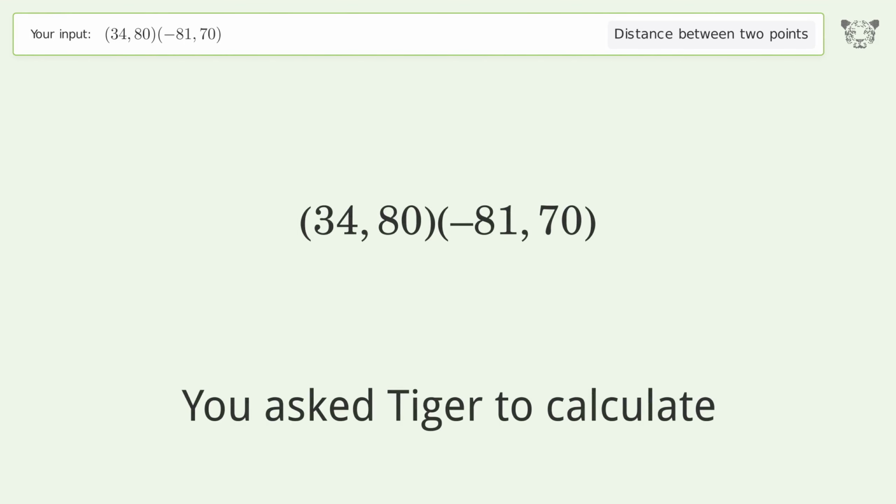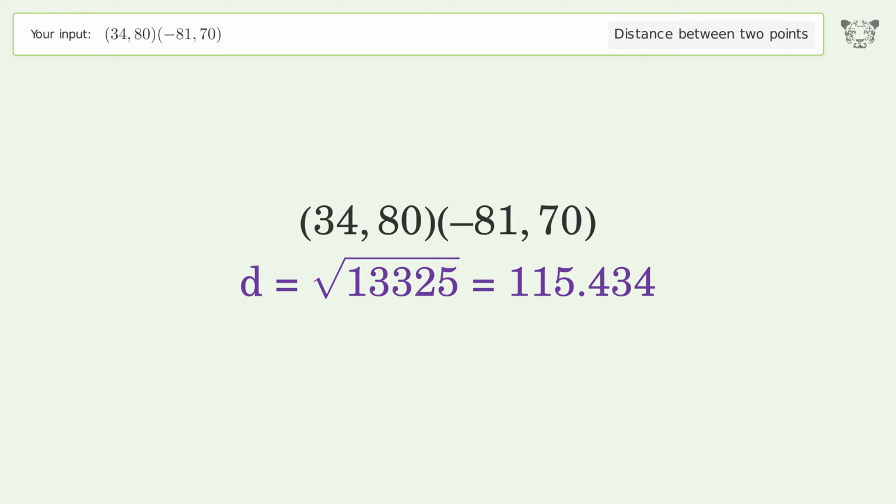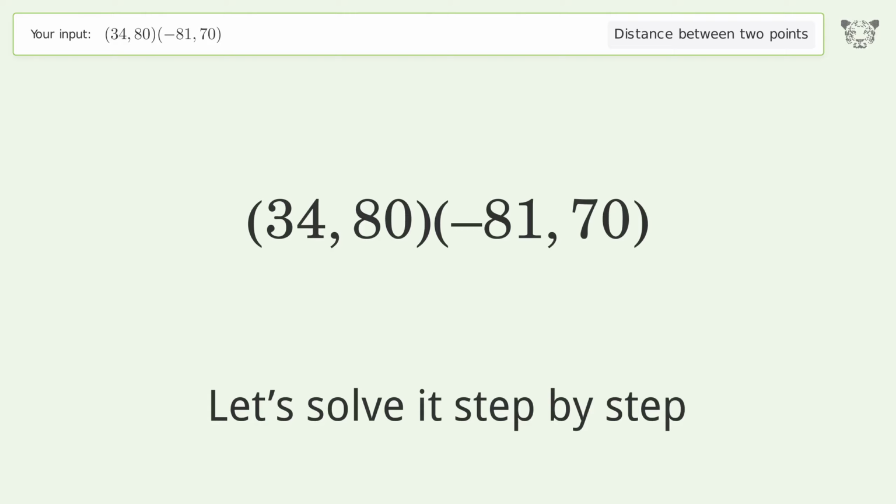You ask Tiger to calculate. This deals with the distance between 2 points. The distance between the 2 points is the square root of 13,325, or 115.434. Let's solve it step by step.